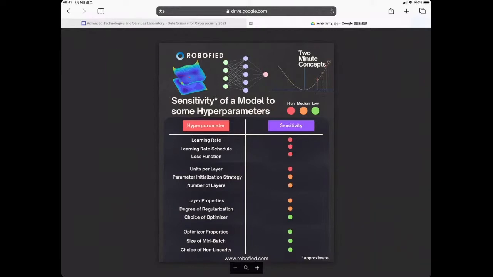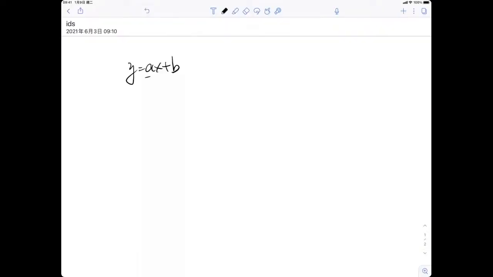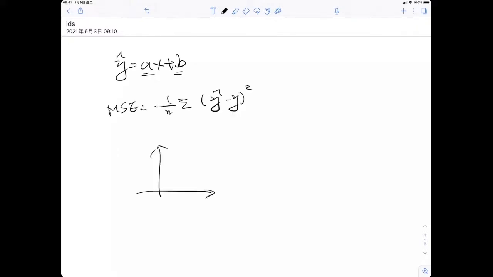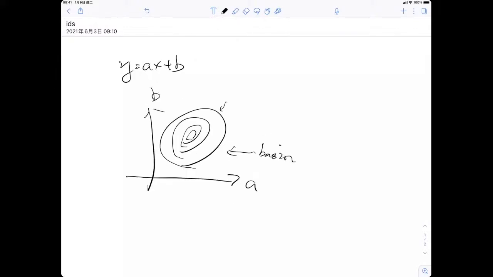The next one is the parameter initialization strategy. I think we haven't discussed this. As we mentioned before, when we use a neural network to do a regression problem with MSE, we don't know this value. We have written this equation many times. That is A and that is B, and we can draw the value surface. So that is a higher place and that is a lower place, right?